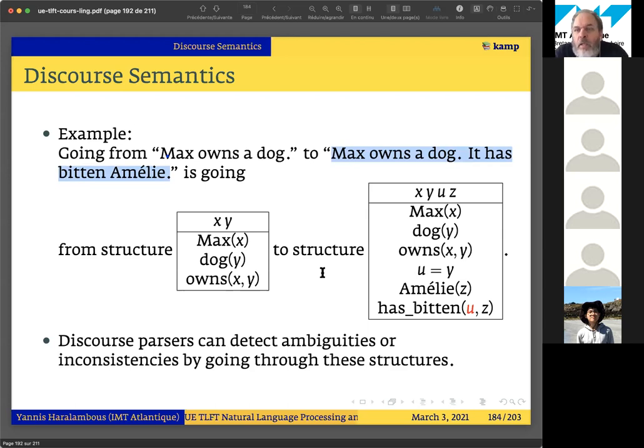Why are discourse relations important? For many applications. For example, one very nice application of discourse representation theory is summarization.